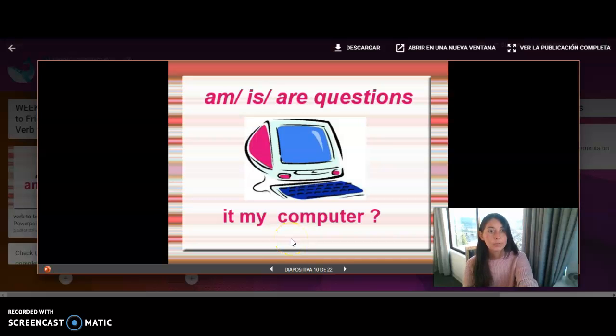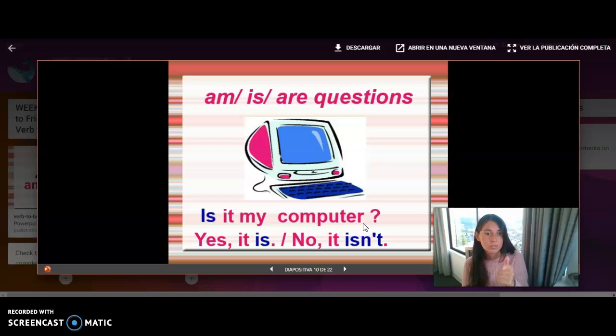Let's try some examples with questions, okay? Am it a computer? Is it my computer? Are it my computer? What do you think? Is it my computer? And the possible answers: yes, it is. It's your computer. Or no, it isn't. It isn't your computer, it's my computer, right? Those are the possible answers.